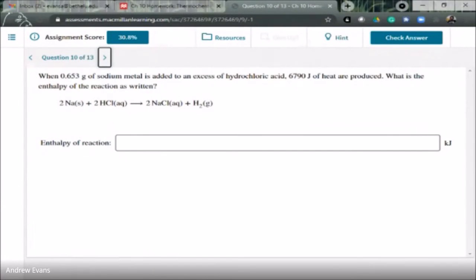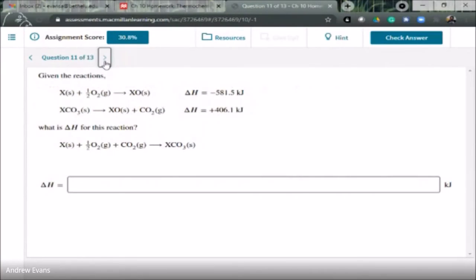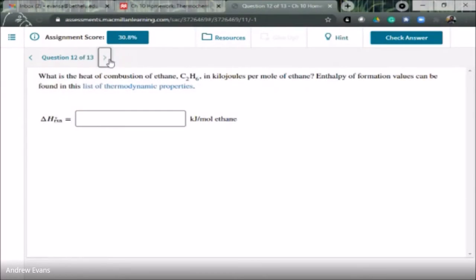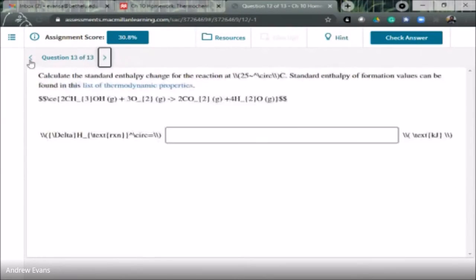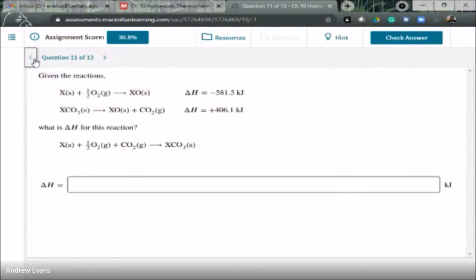Okay. Just want to look at, trying to get some of this done. Hess's law. I'll come back to that one. Thermodynamic one and thermodynamic one. Okay, so these are the ones where we're starting to get a little bit tricksy.